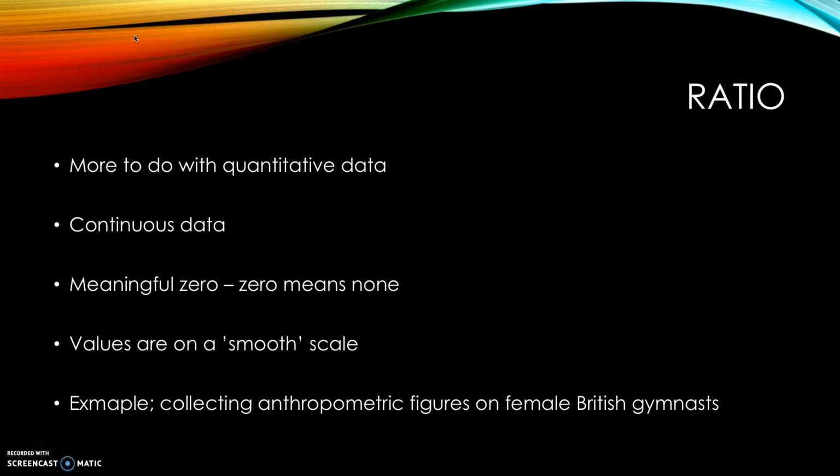Finally, we have ratio data. This is almost exactly like interval data in the sense that it's continuous. However, it hasn't got any meaningless 0. With ratio data, 0 means none, and all the values are on a smooth scale. An example of ratio data would be collecting the anthropometric figures from a female gymnast, as in those figures, 0 genuinely does mean 0.